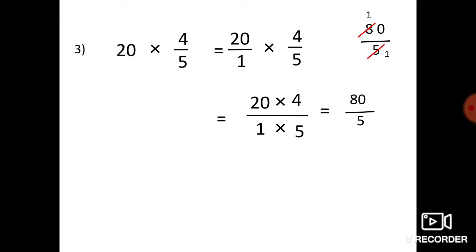1. 1 into 5 is 5. Here 8, so the balance is 3. Then put 3 before 0: 30. In 30, how many 5? 6. That is 16 by 1. No other common number, so we write here 16 by 1. We can write 16 by 1 as 16 itself. Okay, 16.